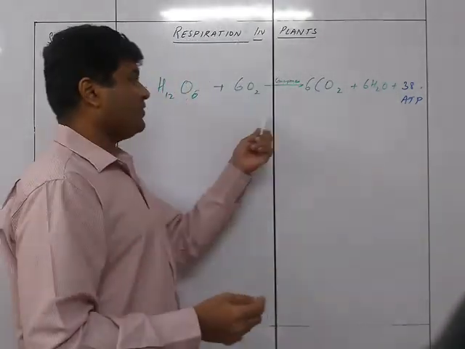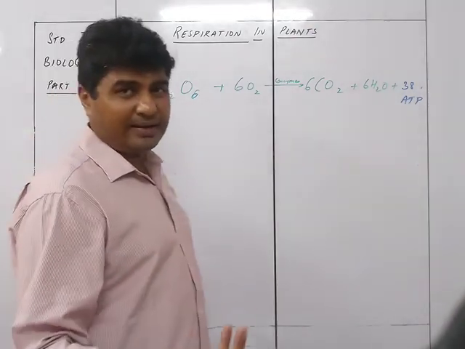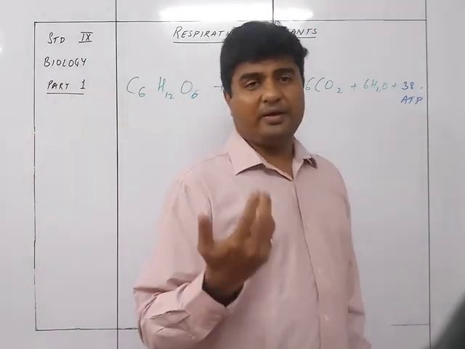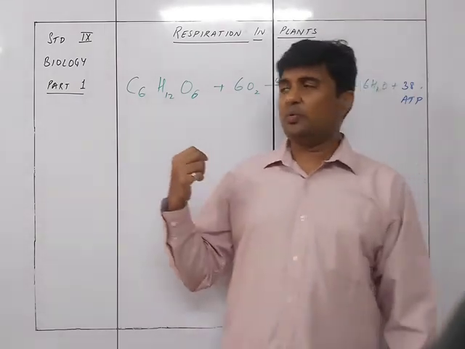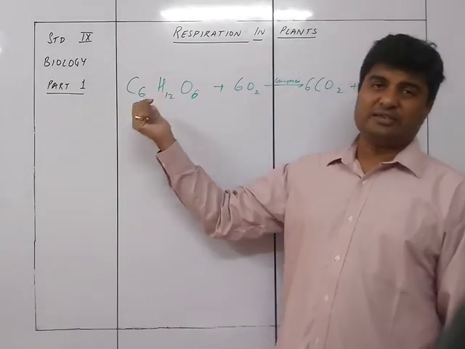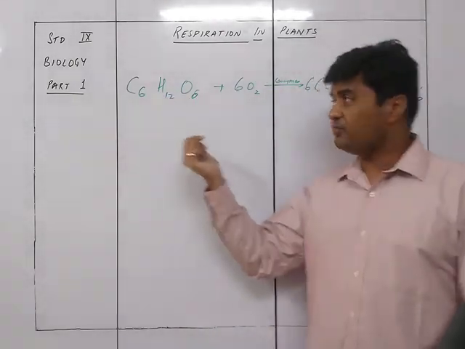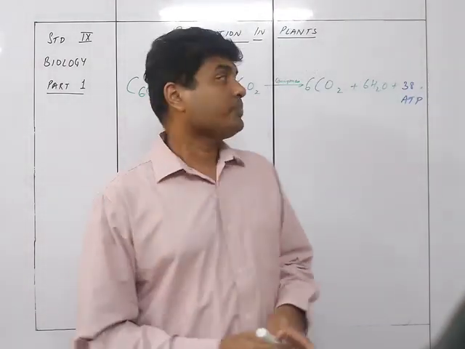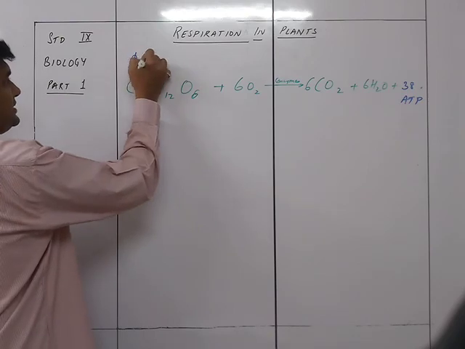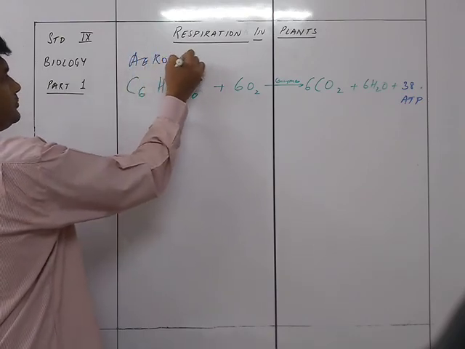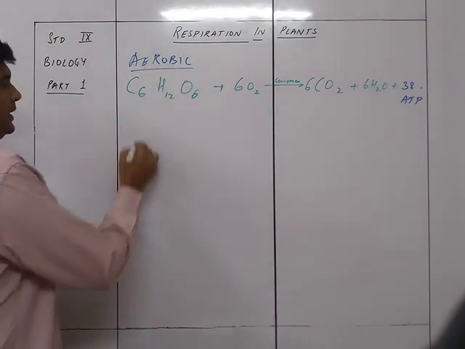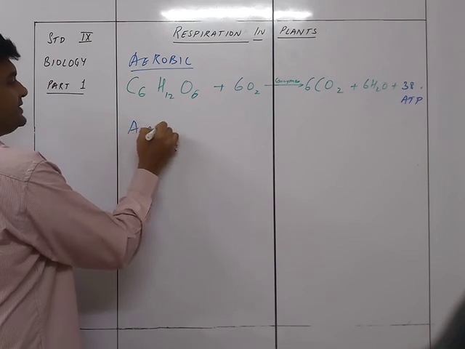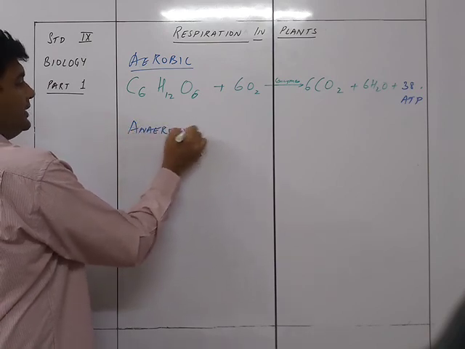So this is the kind of respiration in which oxygen is going to be utilized. Because you have need for oxygen over here, the glucose gets oxidized completely and breaks down completely and gives you carbon dioxide and water and 38 ATP. So this is aerobic respiration. The other one is anaerobic respiration.